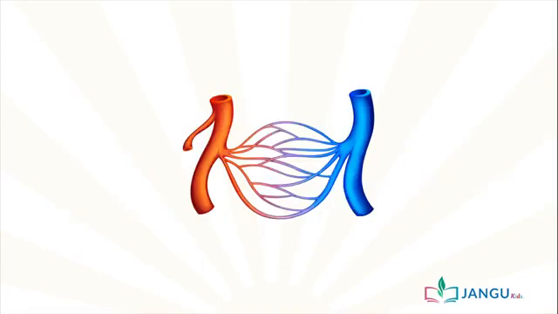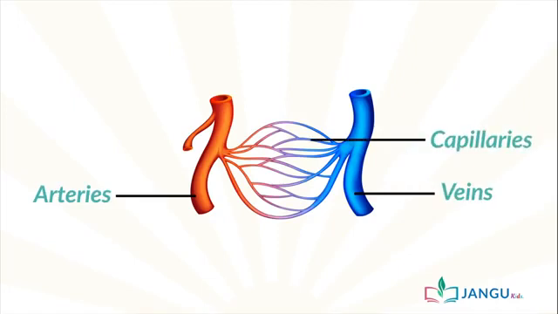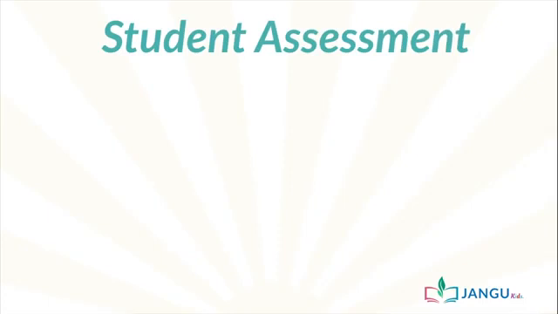There are 3 kinds of blood vessels in the human body. They are arteries, veins, and capillaries. Here are some questions for you to attempt.